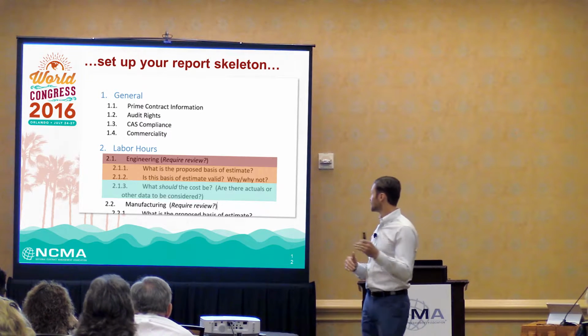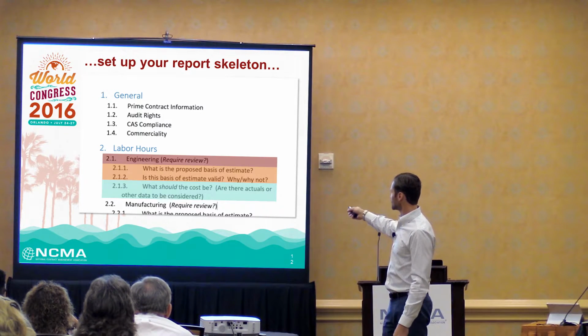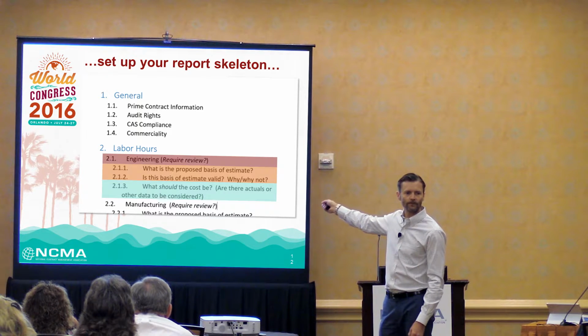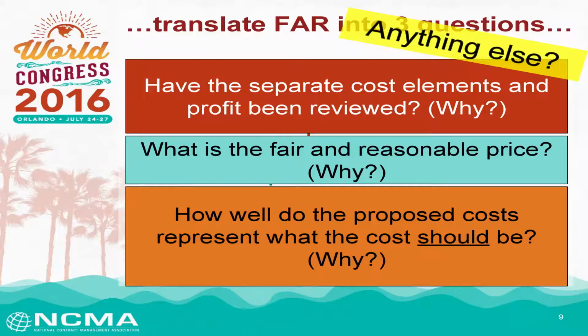You've got engineering, manufacturing, whatever it might be. And you'll notice, I think you can see it, the colors for engineering, right? Those colors go back to these questions. And actually now they look like different colors to me. So the first one is, have the separate cost elements and profit been reviewed? Second is, what is the fair and reasonable price? And then orange or yellow is, how well do the proposed costs represent what the cost should be?